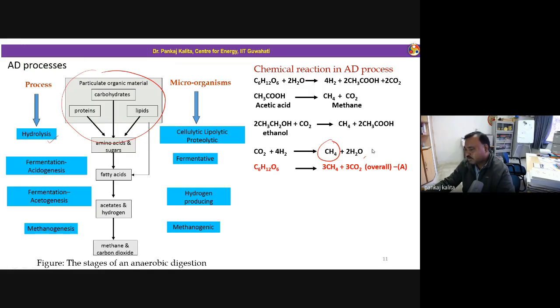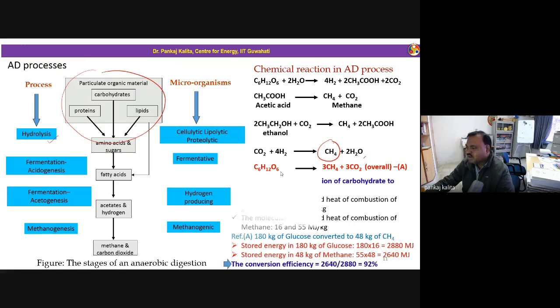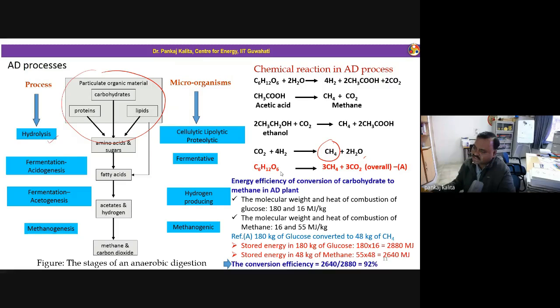If we talk about the overall conversion reaction, it goes something like this: C6H12O6, which is present in the feedstock, is converted to 3 moles of methane and 2 moles of carbon dioxide. This is the overall chemical reaction. Now let us discuss how efficient these reactions are at the microbial level. But when we talk about system level, the efficiency decreases significantly. The energy efficiency of conversion of carbohydrate to methane in the AD plant can be visualized by considering this aspect.